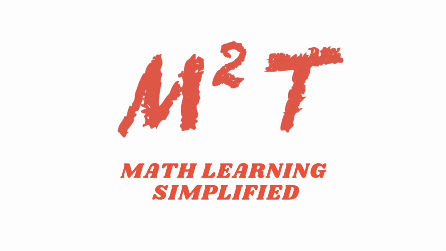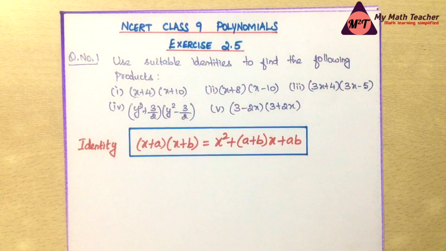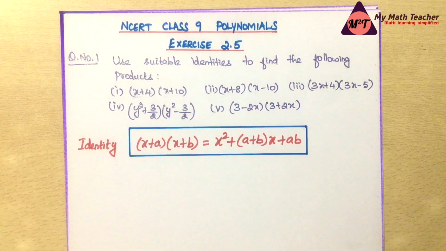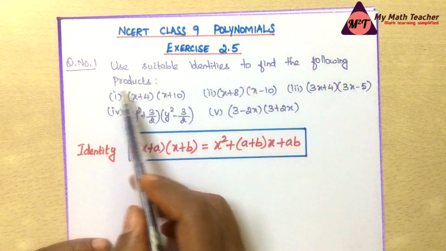In this video, I am going to teach question number 1 from exercise 2.5. This is for class 9 students from the NCERT syllabus. The chapter is polynomials. The question here is, use suitable identities to find the following products.